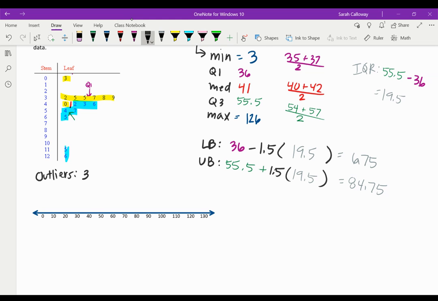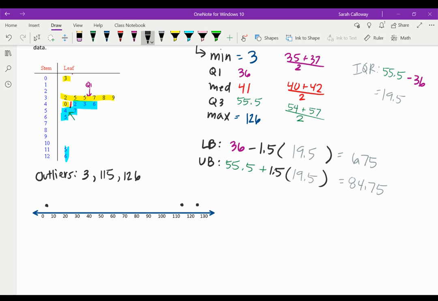Looking at this, I have two numbers that are outliers on the upper side: 115 and 126. Any outlier, remember, gets plotted on our plot as just a dot. These are intervals of 10, and I'm just estimating here. So those are my outliers.